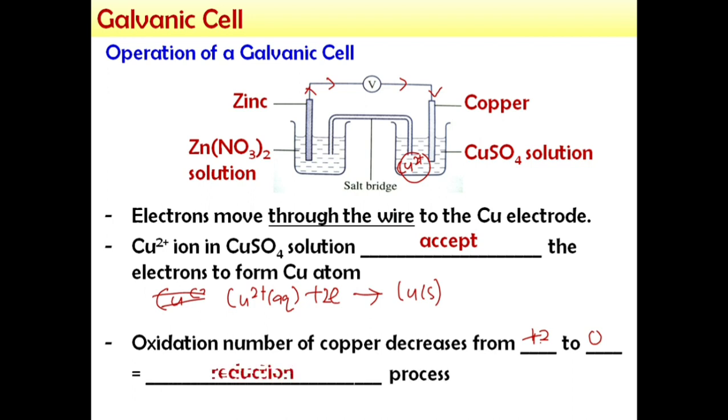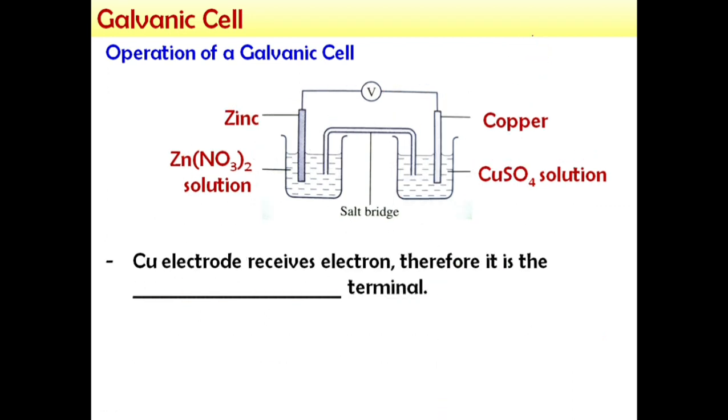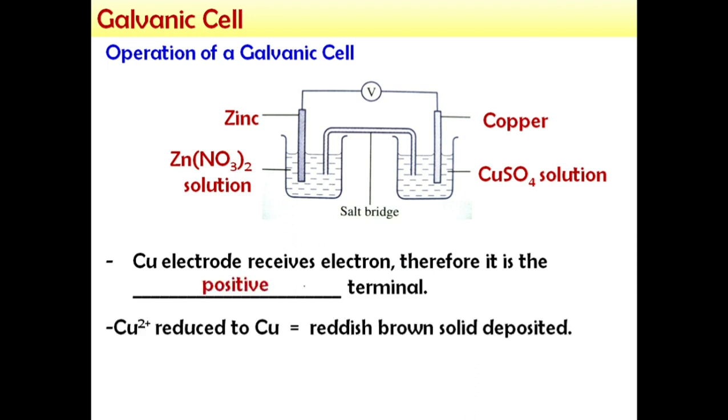It is a reduction. And we know that reduction occurs at cathode, red cat. Therefore, copper electrode would be cathode. Copper electrode will receive the electron. Therefore, it is the positive terminal. And Cu2+ keep being reduced to copper solid.